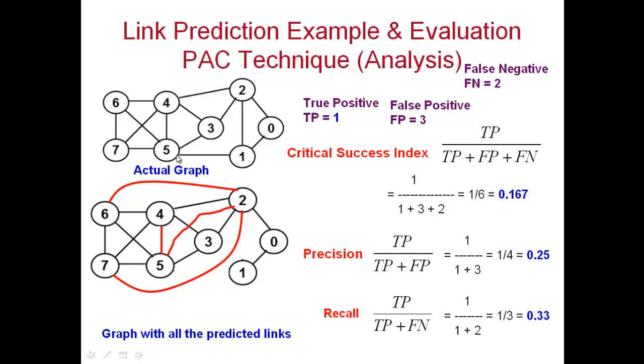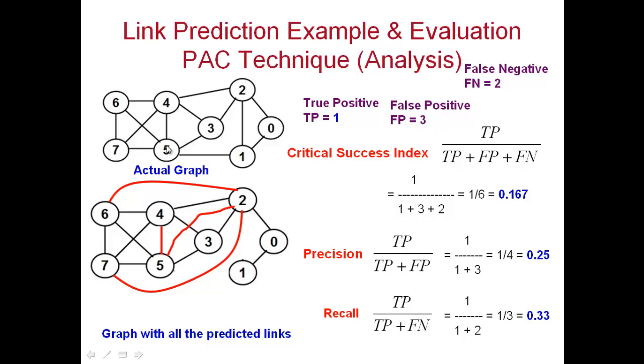And now let us compare with the actual graph before the removal of those 3 links. So this was the actual graph. Among the predicted links, only 4, 5 really existed in the actual graph. The other 3 predicted links, 2, 5, 2, 6 and 2, 7, do not exist in the actual graph. So the true positive is only 1, because only one of the links existed in the original graph. These 3 predicted links, 2, 5, 2, 6, 2, 7, do not exist in the original graph, so they are called false positives.